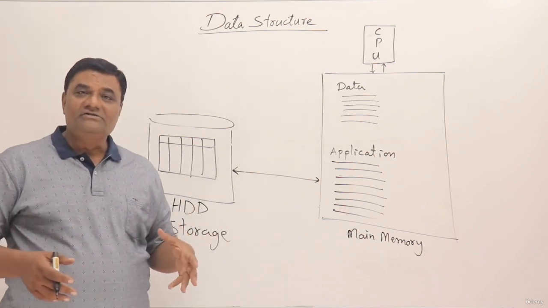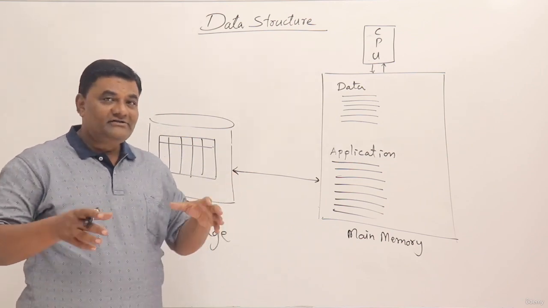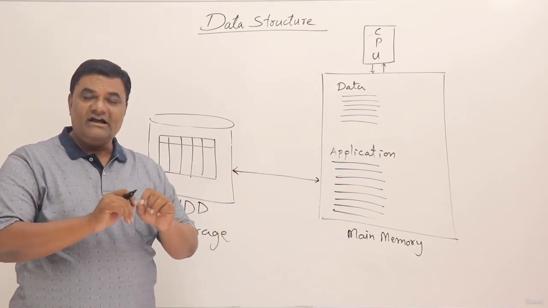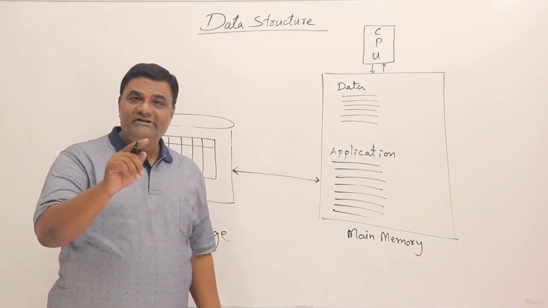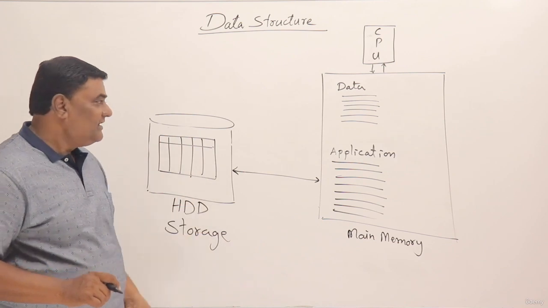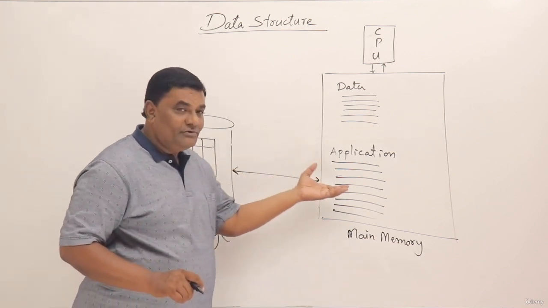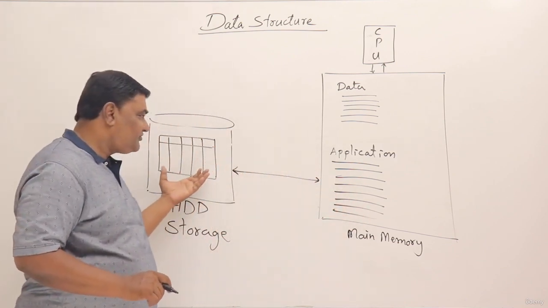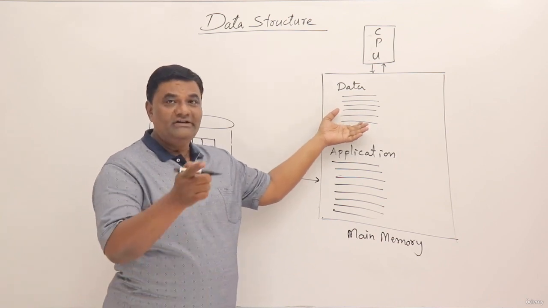Data may be spread across various database tables, and it is organized in the form of tables, and the tables have relationships between them. So mostly commercial data is stored in the form of database tables. Now, if any application program is using that database, then data has to be brought into the main memory, then only it can use it.